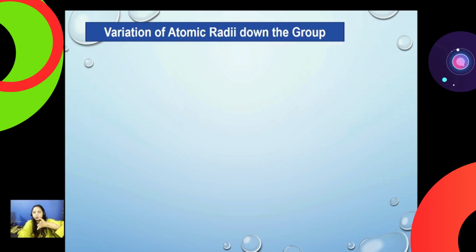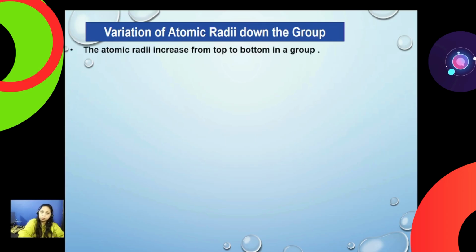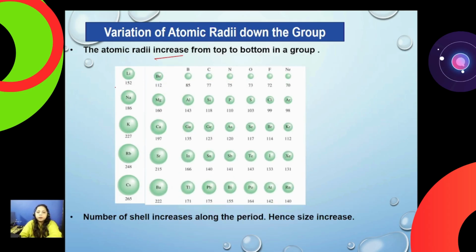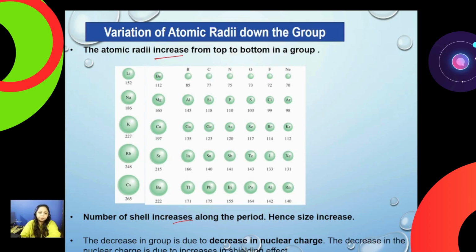Let's talk about down the group. All of you know that when we move from top to bottom, the number of shells increases. So automatically when there is an extra shell or extra orbit, it means the size is more. So atomic radii increases from top to bottom in a group. It's a general trend. What can be the reason? We have discussed this already, that the number of shells increases. That's why the size increases.